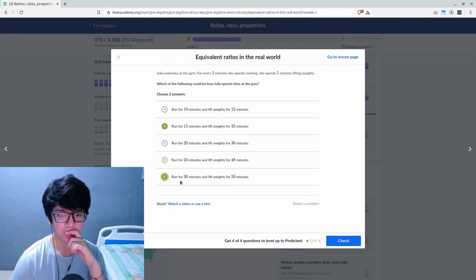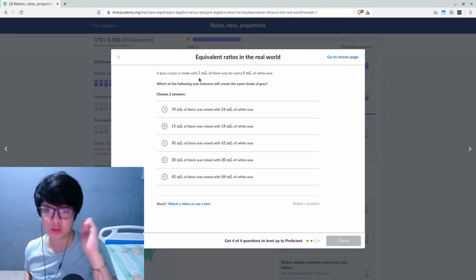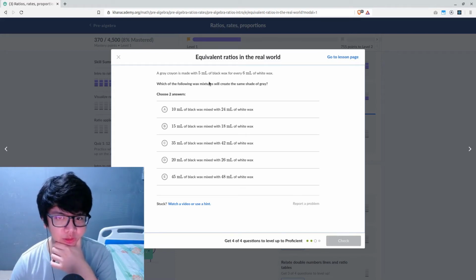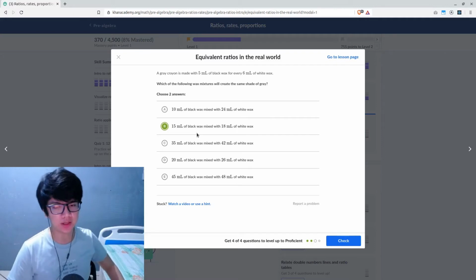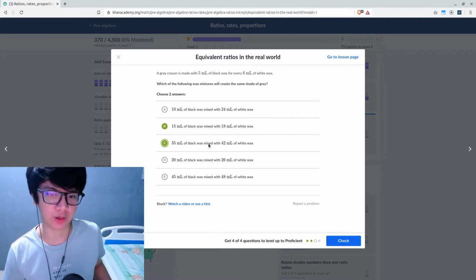No. Okay. This one. A great crane is made with 5 ml of black wax for every 6 ml of white wax. The same shade of gray. 2 should be 12. 3. Okay, so 15 and 18. This by 7, 42. Oh, I think that's gonna work.